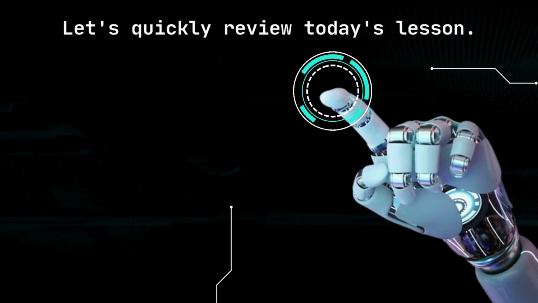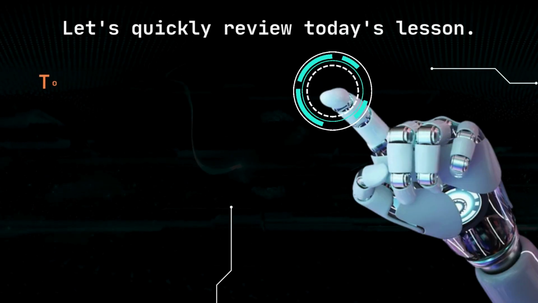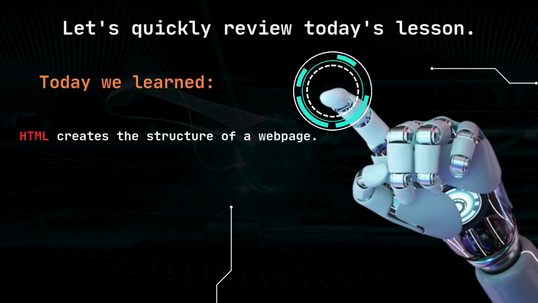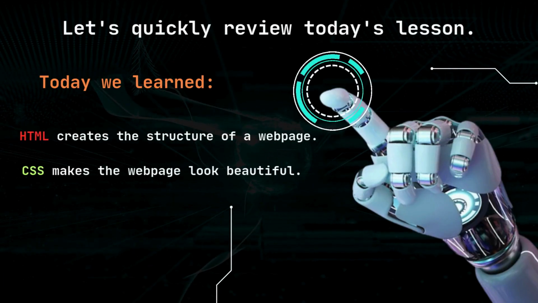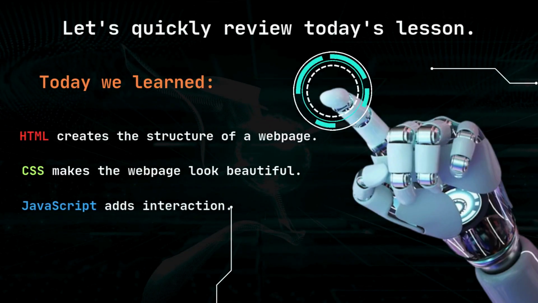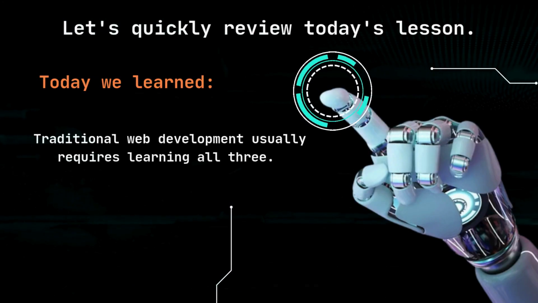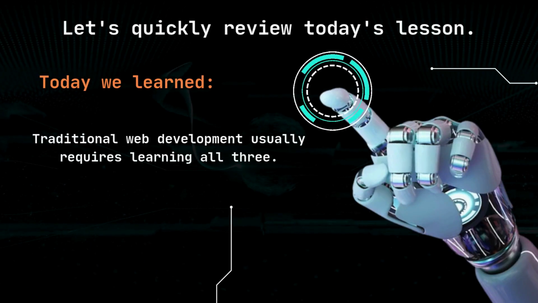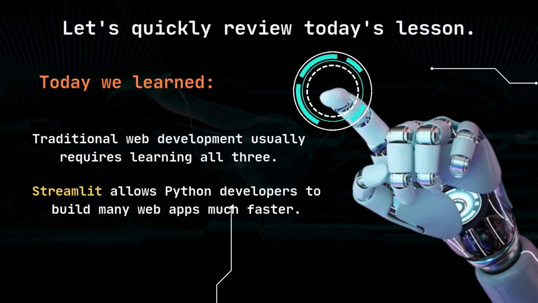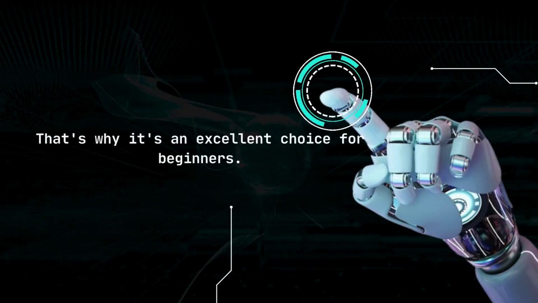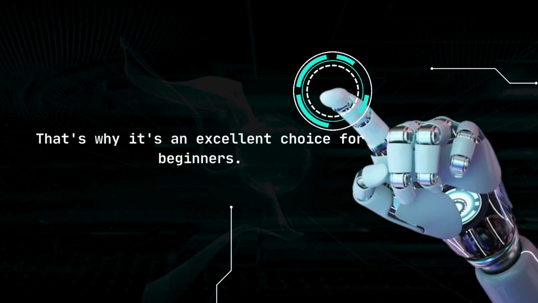Let's quickly review today's lesson. Today, we learned HTML creates the structure of a web page. CSS makes the web page look beautiful. JavaScript adds interaction. Traditional web development usually requires learning all three. Streamlit allows Python developers to build many web apps much faster. That's why it's an excellent choice for beginners.